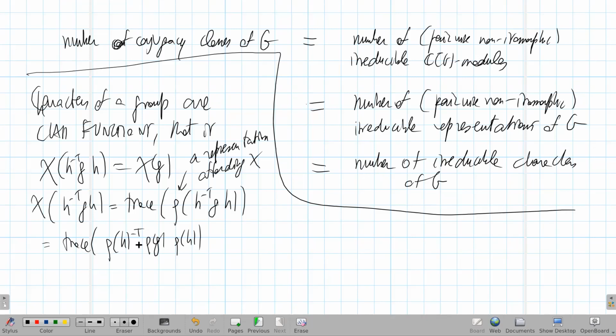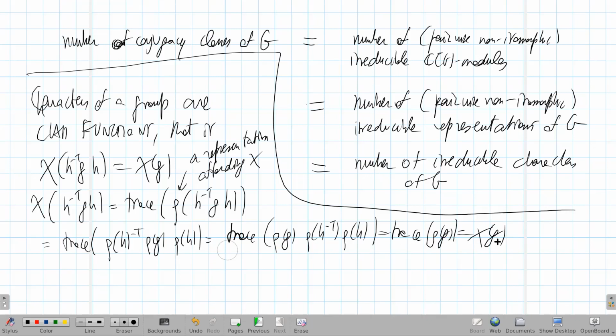Since the trace of the product AB equals the trace of the product BA, we can exchange the two factors. We have exchanged the factors, and we see that this is, of course, 1. It is exactly, by definition, the value of the character in the element G. So these are functions. In other words, the character is constant on a conjugacy class.